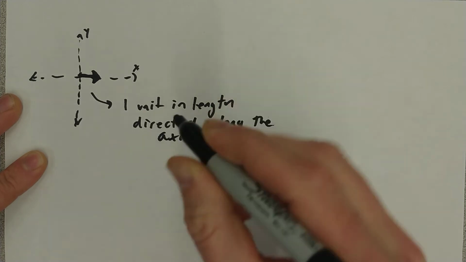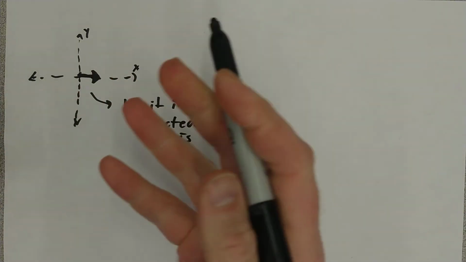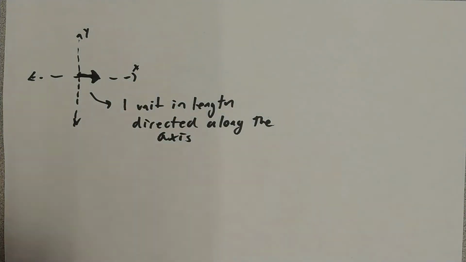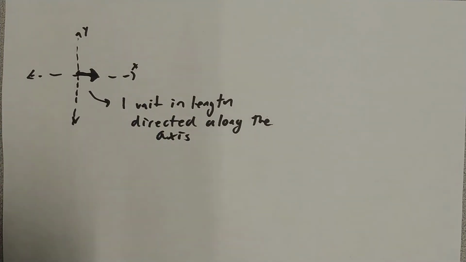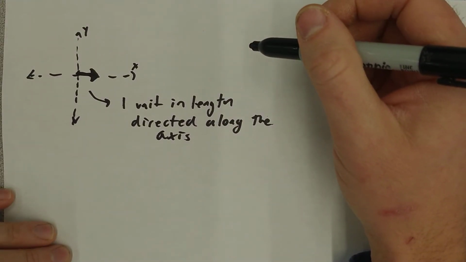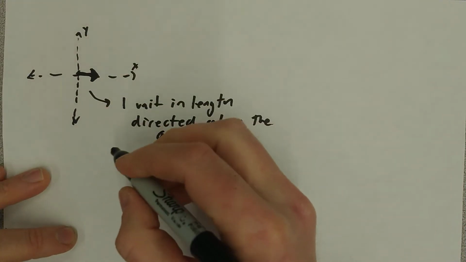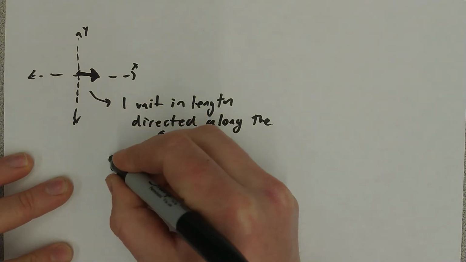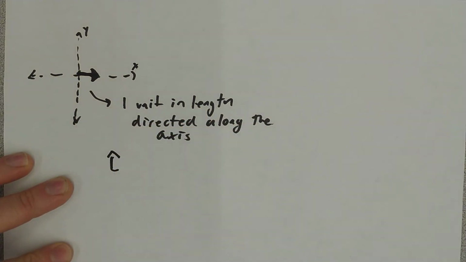And the reason I say it's 1 unit in length is because this could be any vector quantity. This could be a force diagram. So that arrow would represent a 1 Newton force directed along the positive x-axis. And well, we give it a name. We call it I with a little hat over it.